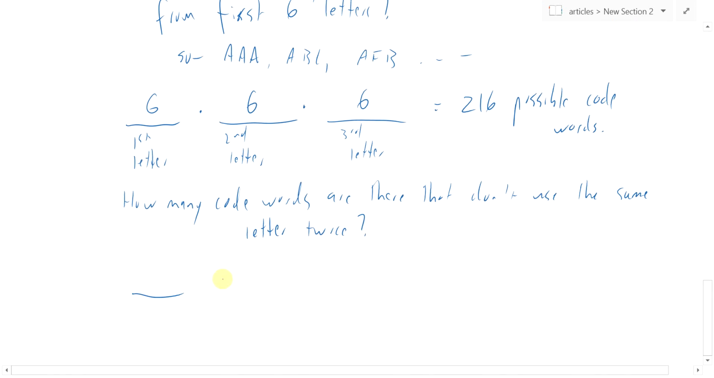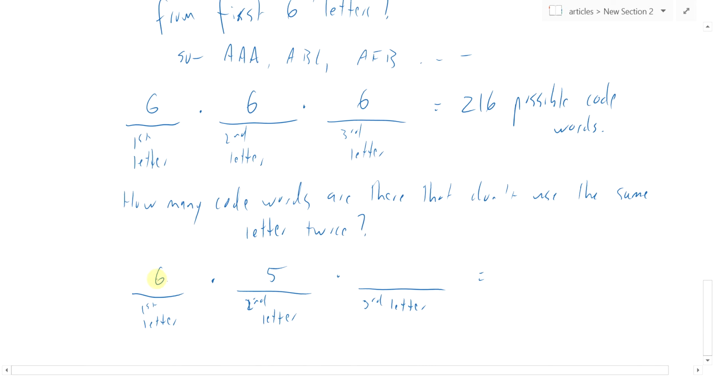Well, again, it's a multiplication principle, because we're going to choose the first letter and then the second letter and then the third letter, so a sequence of choices. How many choices do we have for the first letter? Well, since we haven't used any of them, we can use all 6. For the second letter, though, we can't choose whatever the first letter was, so there's only 5 choices for the second letter.